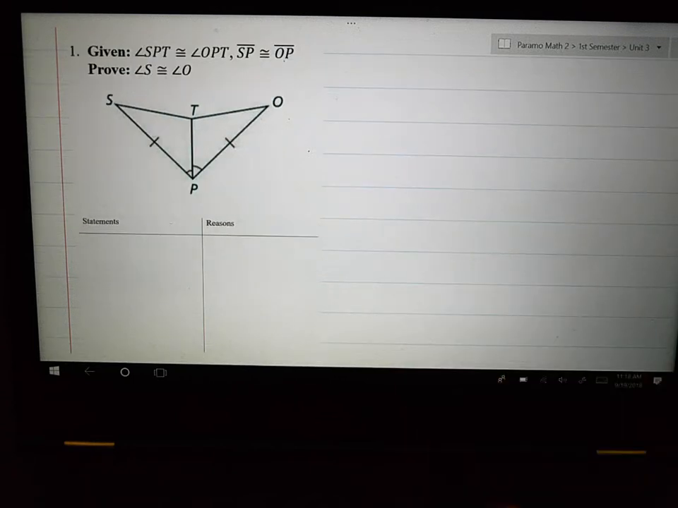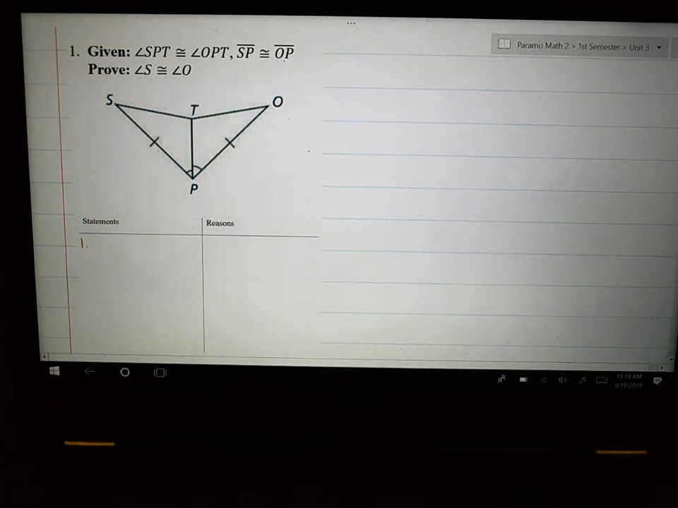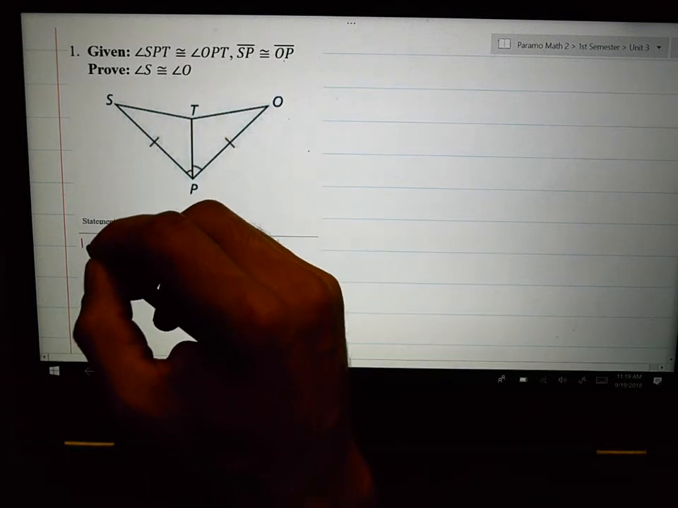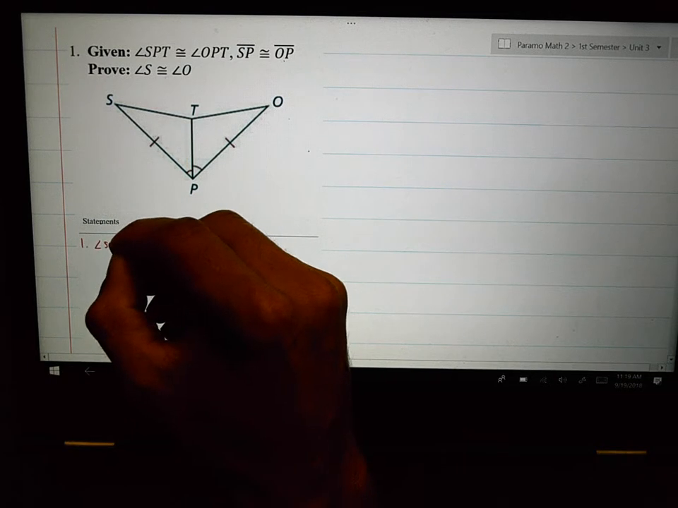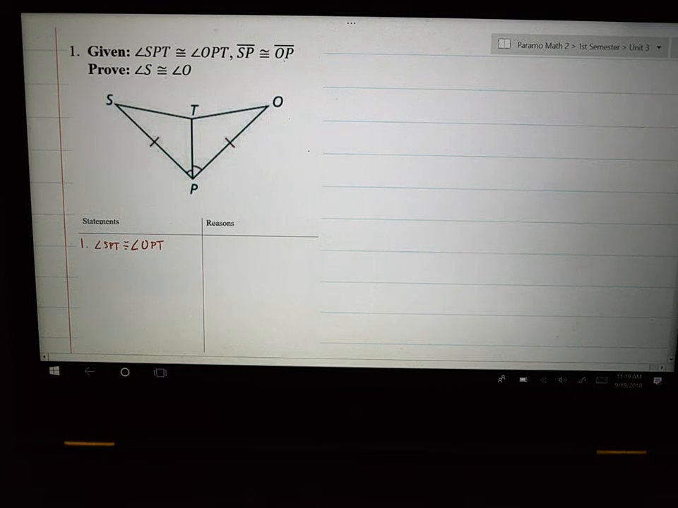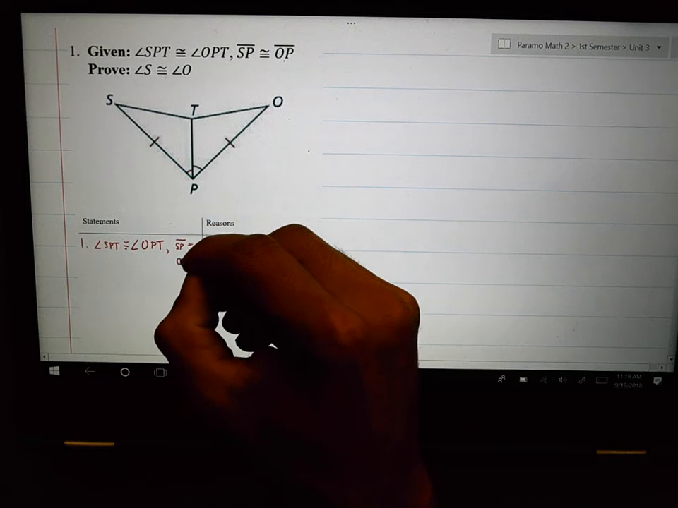Here we go. Number 1. Let's do this one together. I'm hoping it matches with what you have on your worksheet. What I would do is write your first statement as we have been. Same strategy. Your first statement should always be with whatever is given. So we're going to write everything after the word given. I'm going to write angle SPT is congruent to angle OPT. The other thing that is given is segment SP is congruent to segment OP.